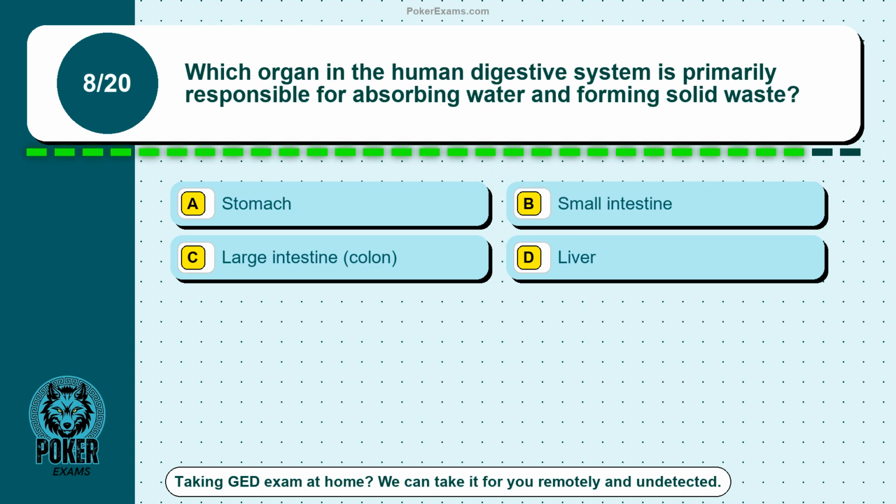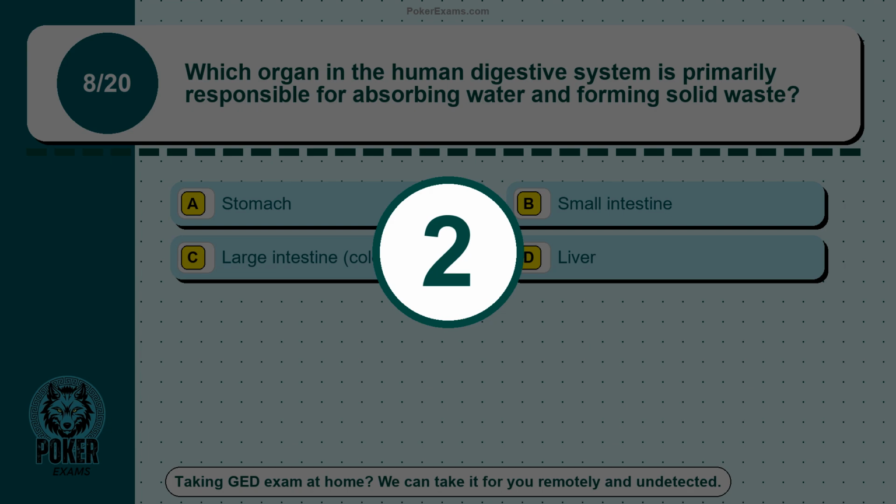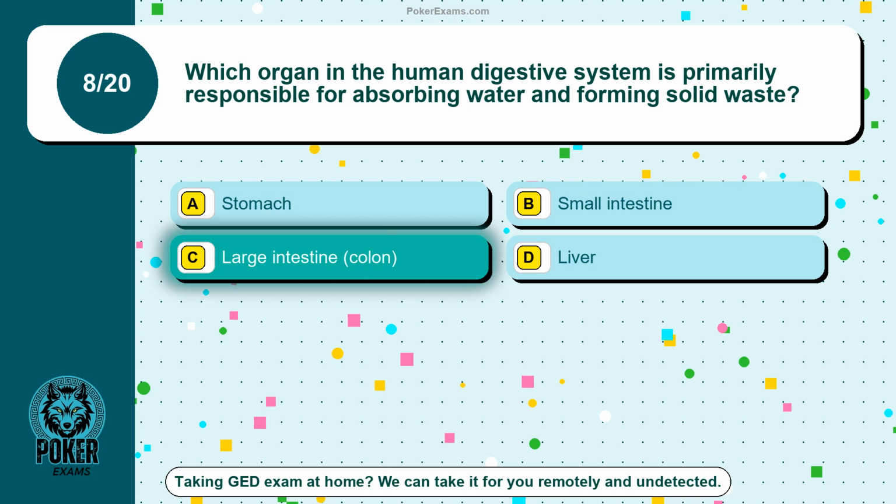Question 8. Which organ in the human digestive system is primarily responsible for absorbing water and forming solid waste? Option A, stomach. Option B, small intestine. Option C, large intestine, colon. Option D, liver. The correct answer is option C, large intestine, colon.